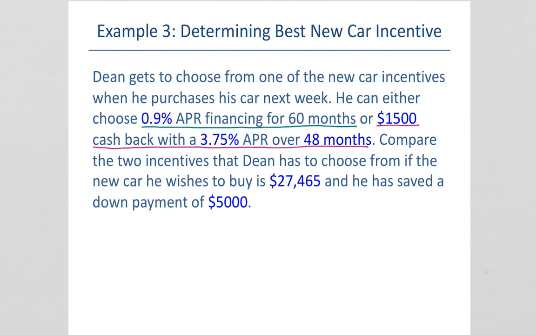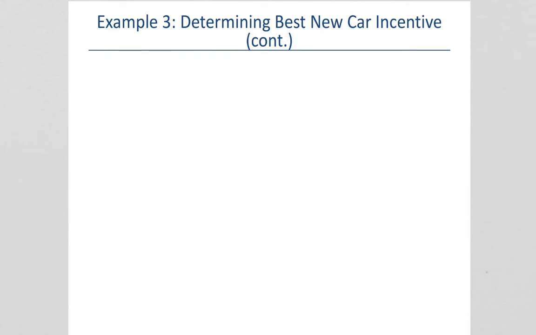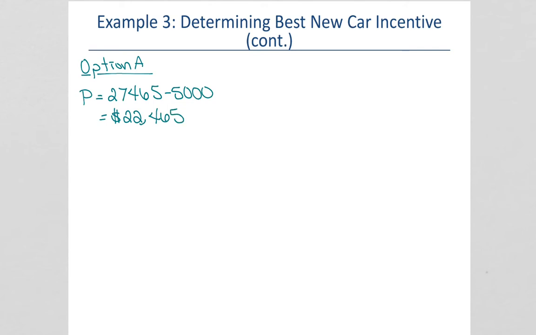So first, we need to figure out the principal that's going to be financed for option A. Oh, there's a nice graphic. And so that'll be the cost of the car minus how much he's putting down, $5,000. So he's going to finance $22,465.